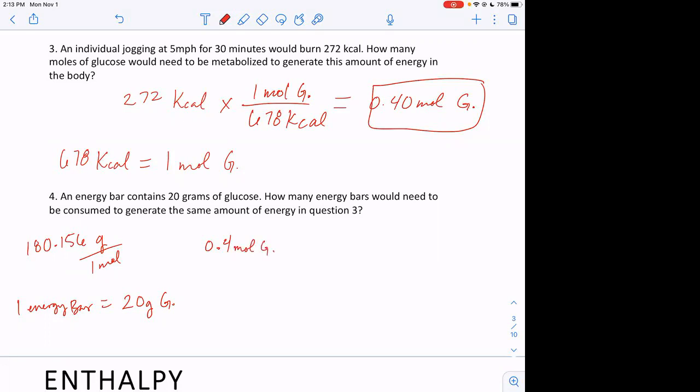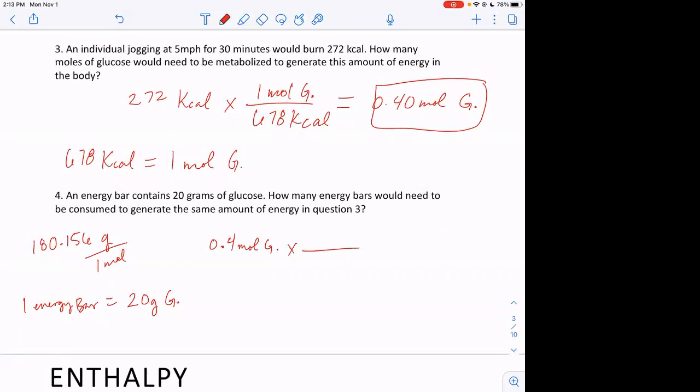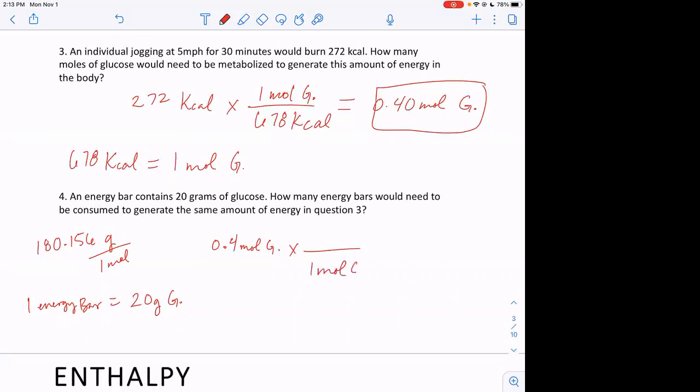Okay, now what? I want to cancel moles of glucose. What can I convert to? With the molar mass, I can convert to grams. So it says for every 1 mole of glucose, it's 180.156 grams.